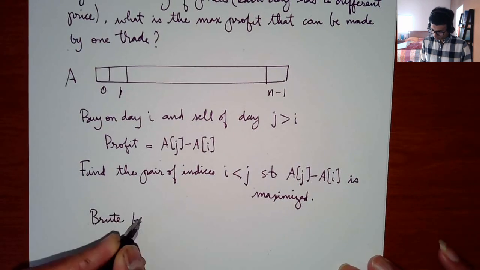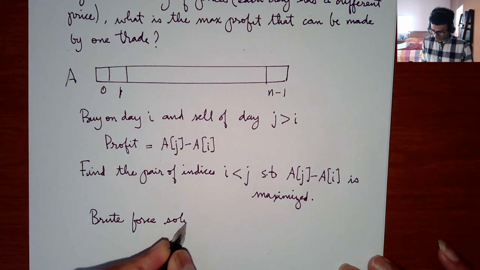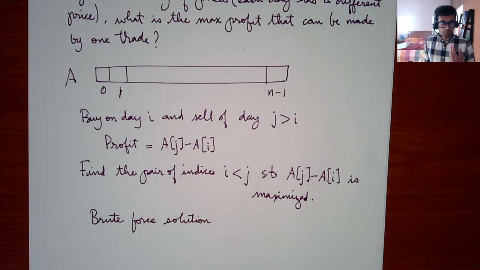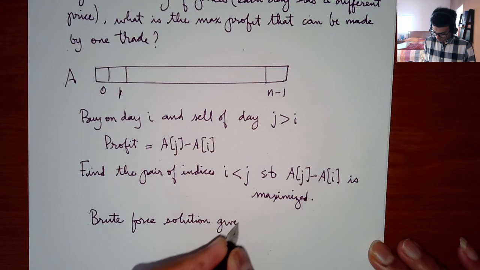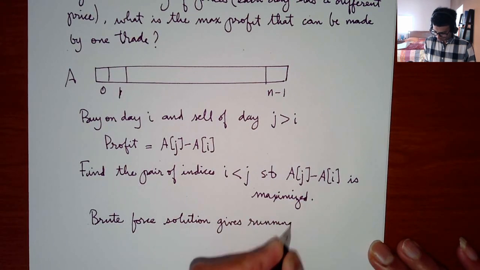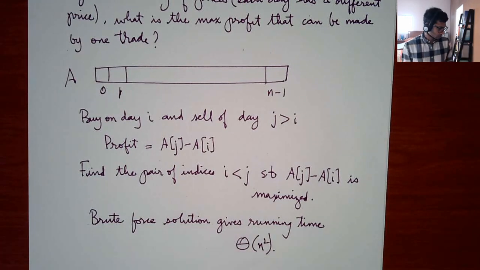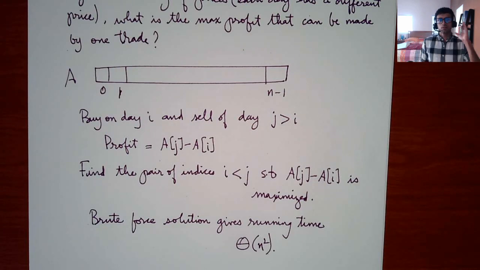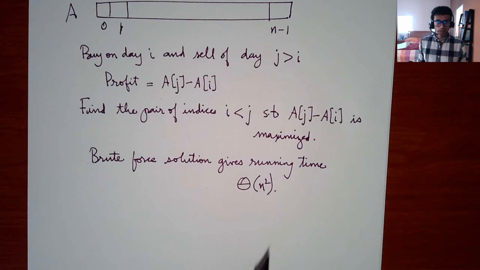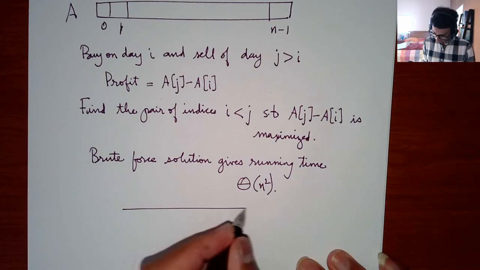Brute force solution, which is quite simple. Please think about it. It gives running time theta of n squared. And now you want to improve on this. This is a place where, again, you could think divide and conquer. So I'll sketch out the basic ideas. I want you to go and work out the solution yourself.